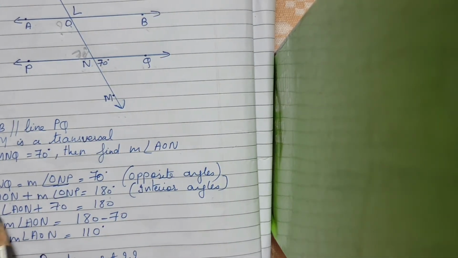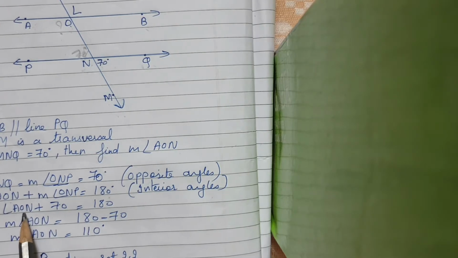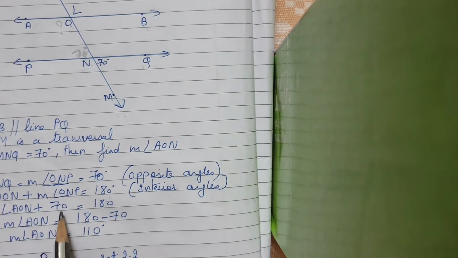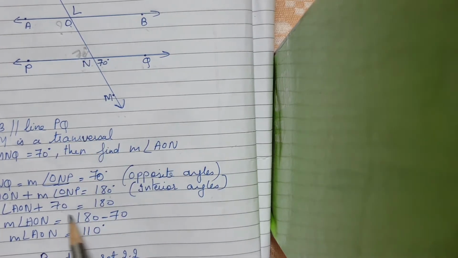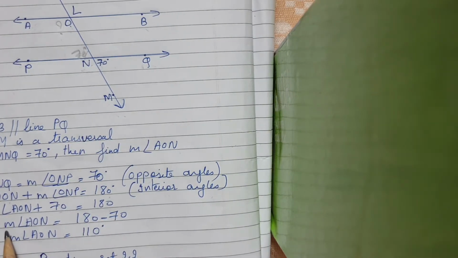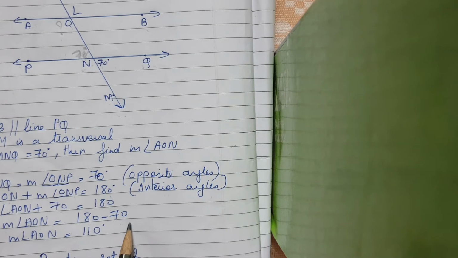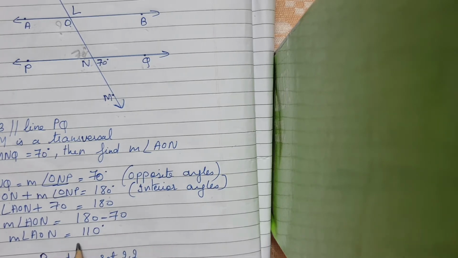So we will write measure angle AON, because we have to find it, plus how much is this? This is 70 degrees. So we will write 70 is equal to 180. So measure angle AON is equal to 180 minus 70, as the 70 goes to this side. So measure angle AON is equal to 110 degrees.